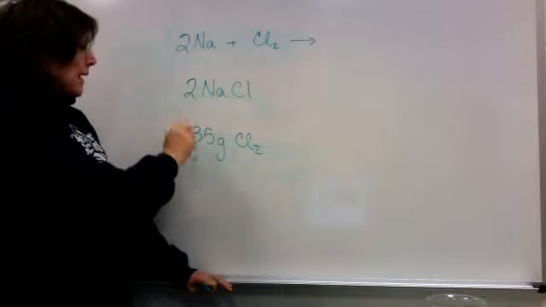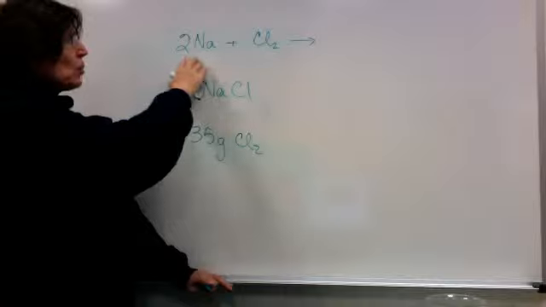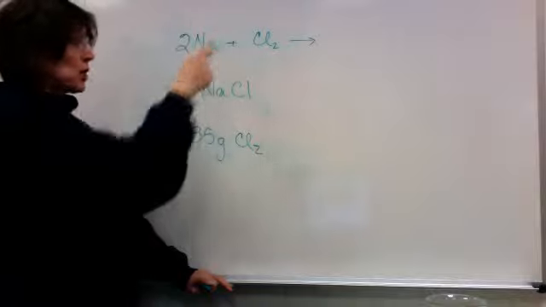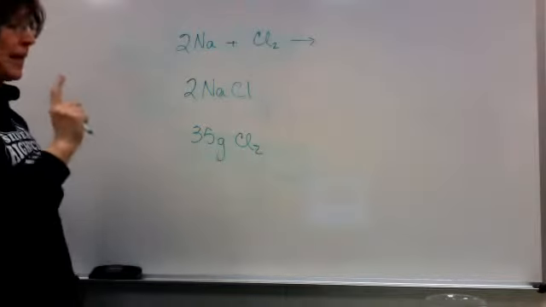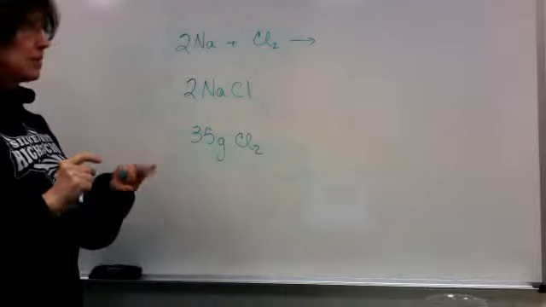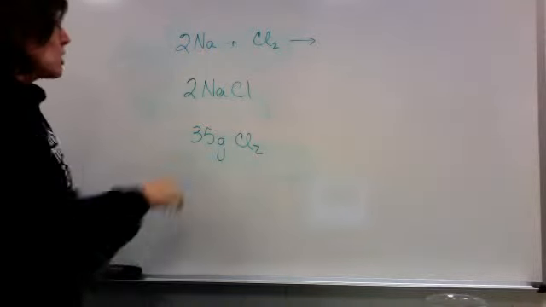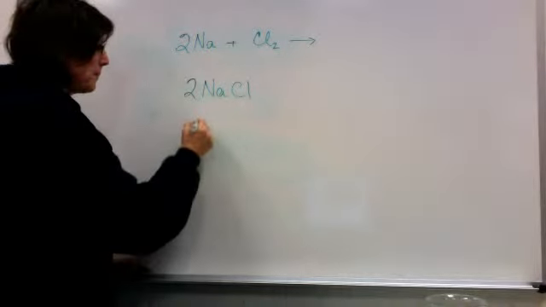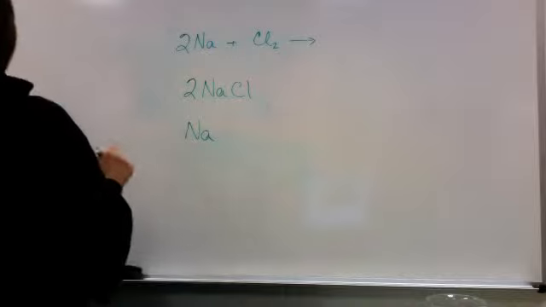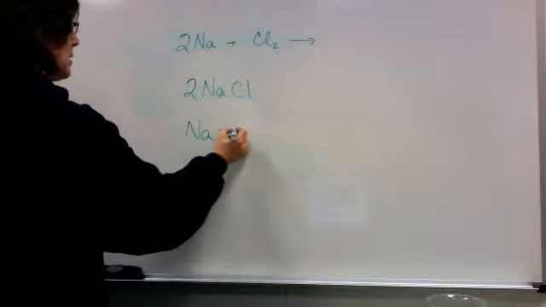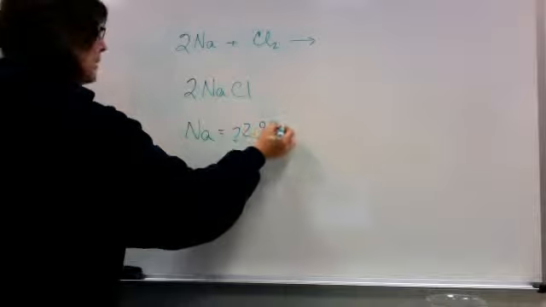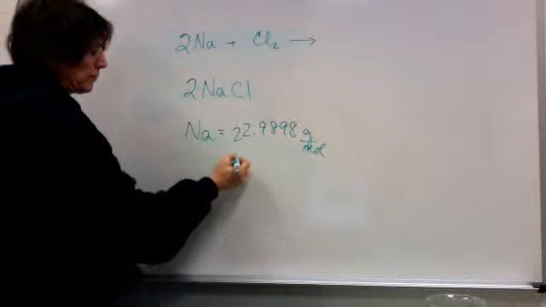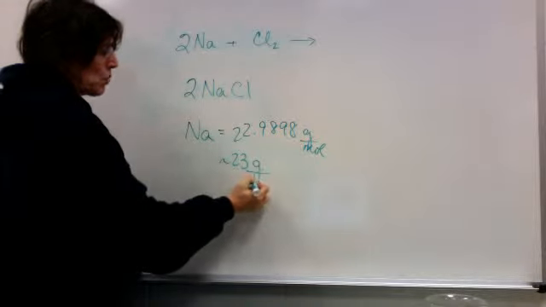Okay, so if I know how many moles I have of each of these things, and I know how many grams there are in every mole, I can convert this to an equation about grams. So let's look at some atomic masses for each of these elements. Okay? So for sodium, if you look up on the periodic table, you will see that sodium is 22.9898 grams per mole. Now, I'm going to call that 23. So it's about 23 grams per mole.